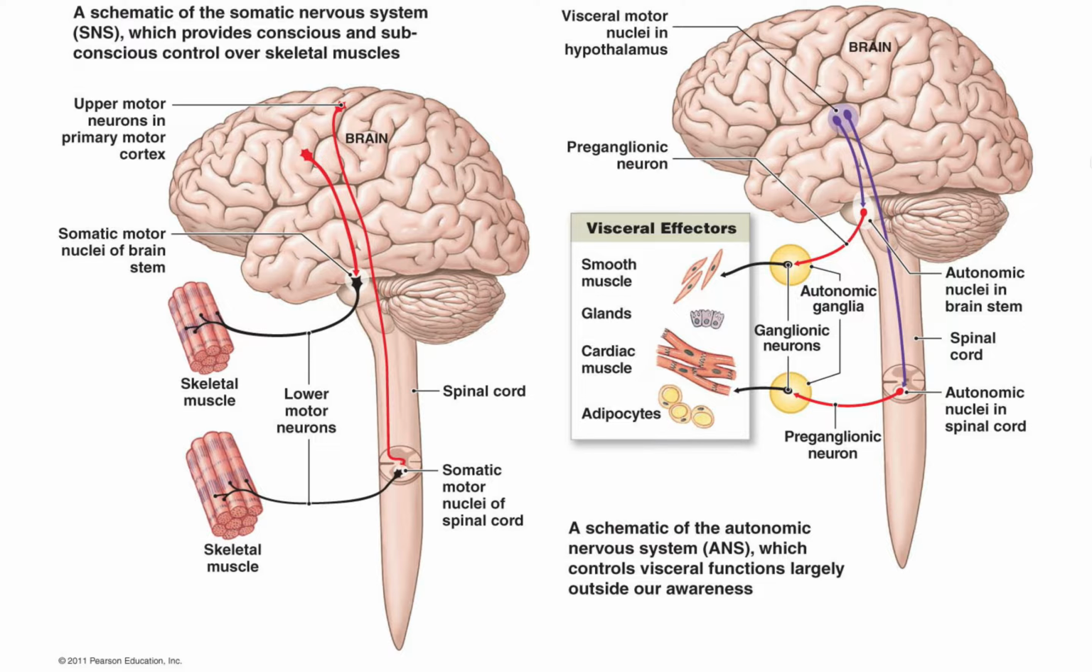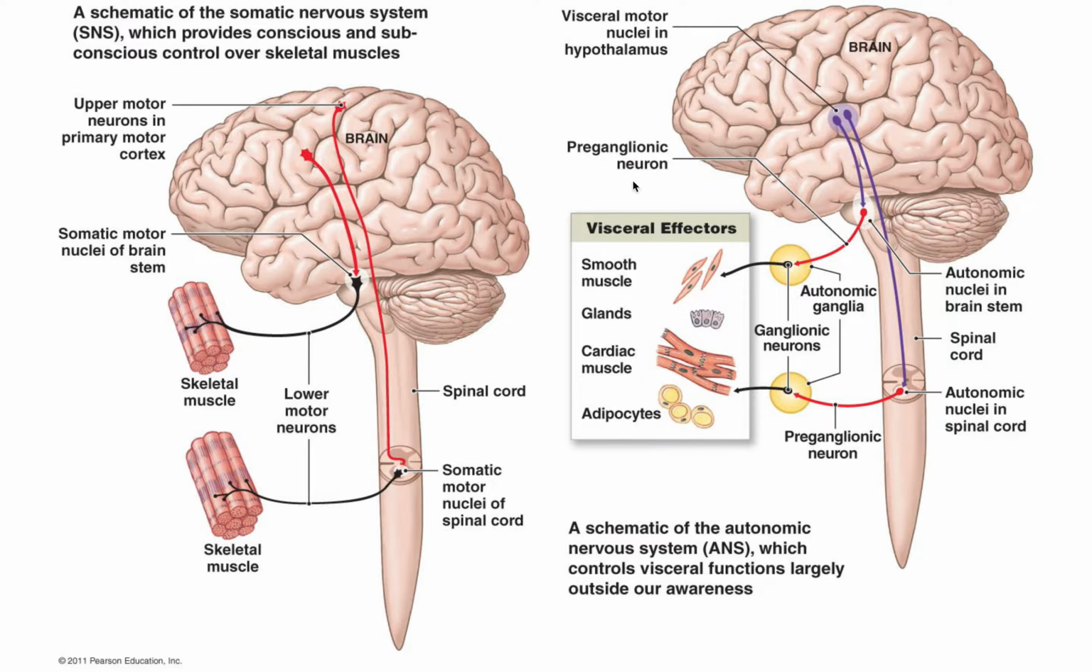So first, the control centers. Here on the left we have the somatic nervous system, and on the right we have the autonomic. For the autonomic, the control center is here in the hypothalamus. And for the somatic, it's here in the cerebral cortex, in the primary motor cortex.